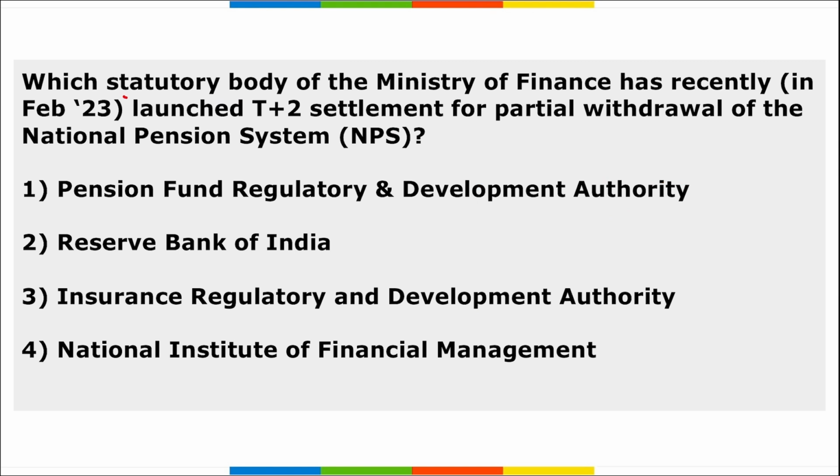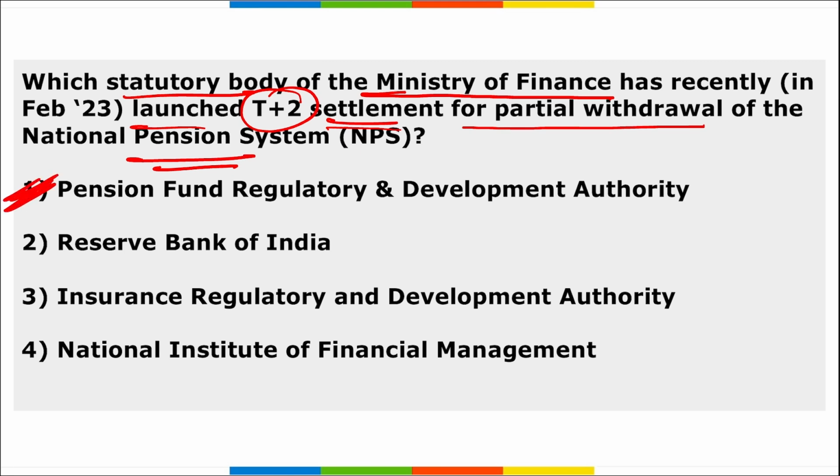Next, which statutory body of the Ministry of Finance has recently launched T+2 settlement for the partial withdrawal of the National Pension System? It is your Pension Fund Regulatory and Development Authority. They have recently launched the T+2 settlement for the partial withdrawal of the National Pension System, that is your NPS. Also remember, earlier it used to be T+4 days, but now it has been reduced to T+2 days.